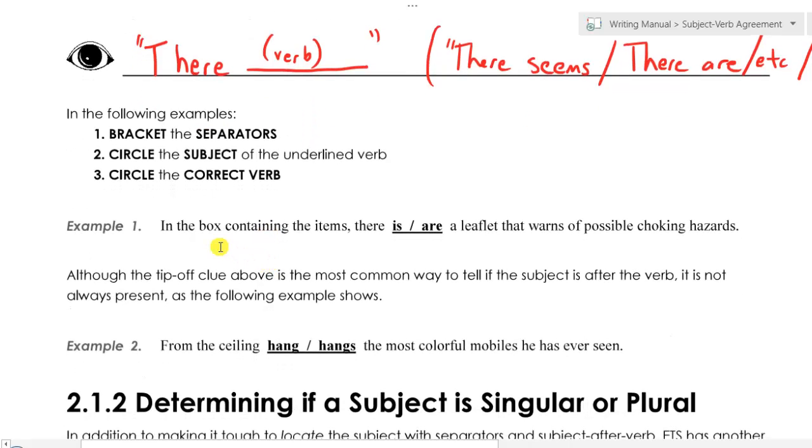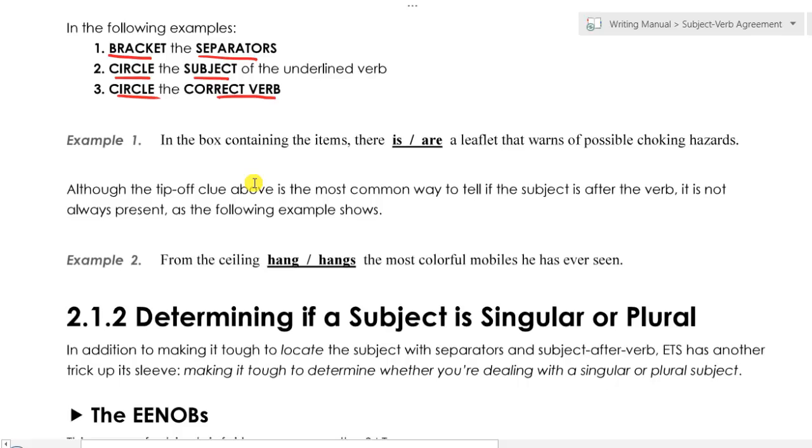We're going to do examples 1 and 2. Same thing as always, same directions. You're bracketing separators, you're circling subjects, you're circling the correct verb. Do examples 1 and 2 on your own. Example 1. In the box containing the items, there is/are a leaflet that warns of possible choking hazards.